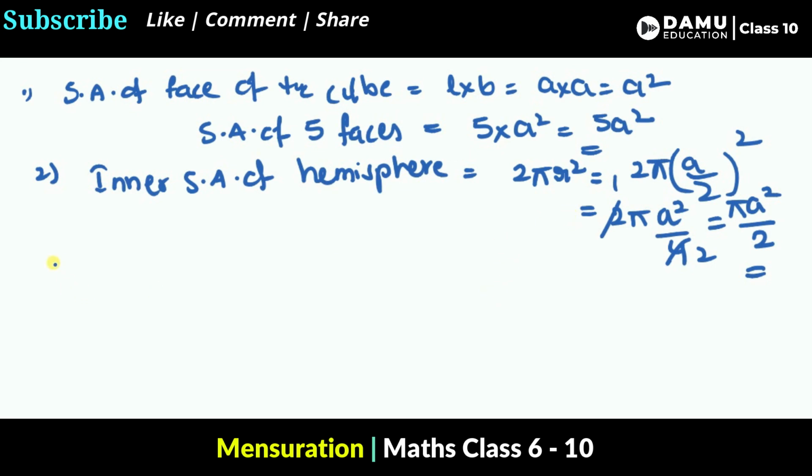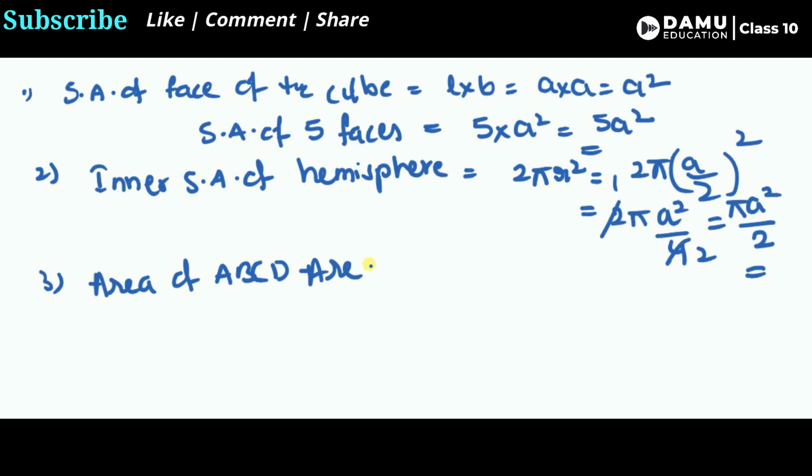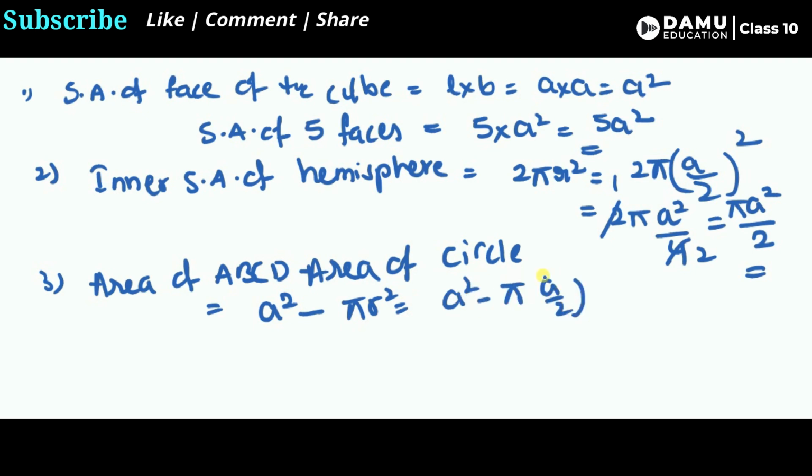Next, the third one we need to find is the area of ABCD, the top face. Surface area of ABCD minus the area of the circle described on the top face. The area of ABCD is a square, that is a into a, all dimensions are equal. The circle area will be pi r square. That will be equal to a square minus pi into a by 2 whole square, radius we already calculated, a square minus pi a square by 4. So this is the value.